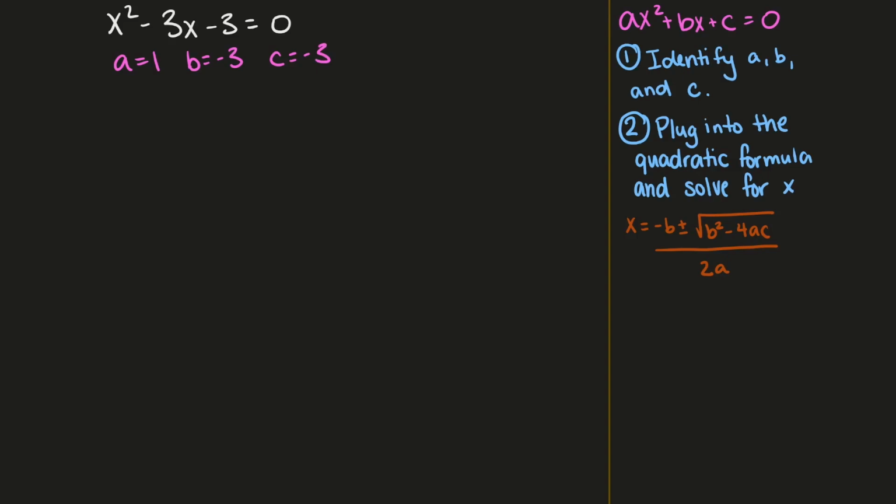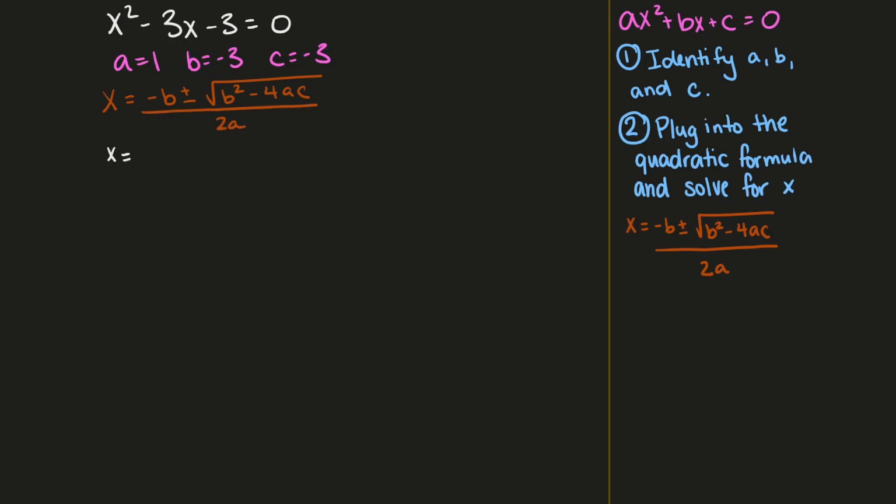Now, whenever we're using any type of formula, especially one that you want to memorize, it's best that you write it down every single time because that's going to help you memorize and remember this formula. So our formula is x equals the opposite of b plus or minus the square root of b squared minus 4ac all over 2 times a.